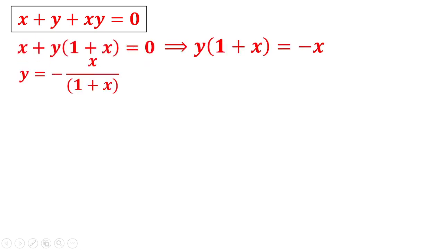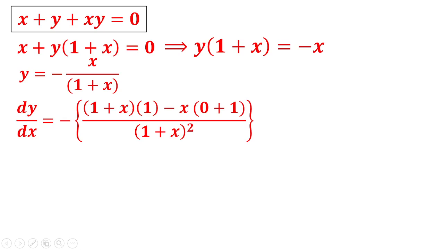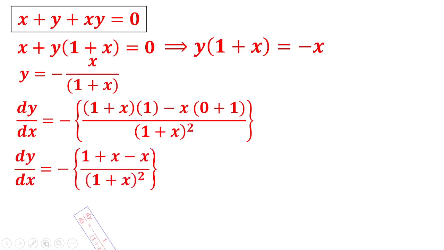I got the value of y as minus x by 1 plus x. Even though it looks like a problem of implicit function, it is actually an explicit function now. Now use the quotient rule and you will get the answer.